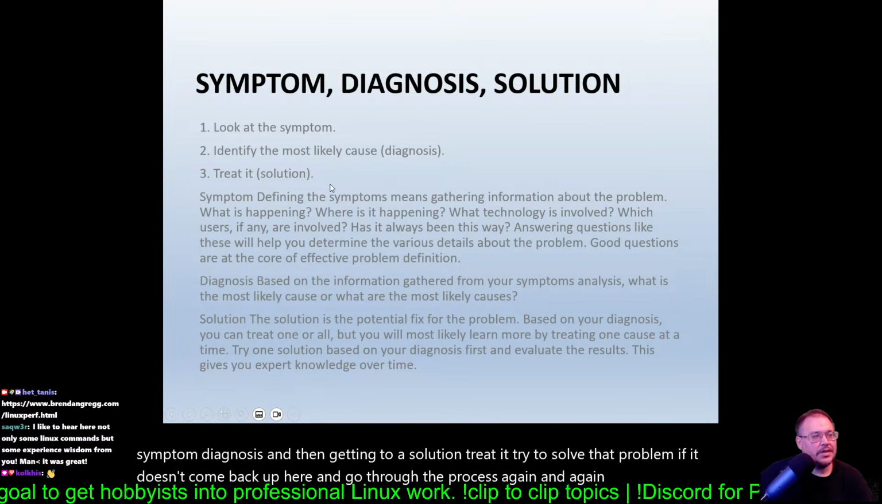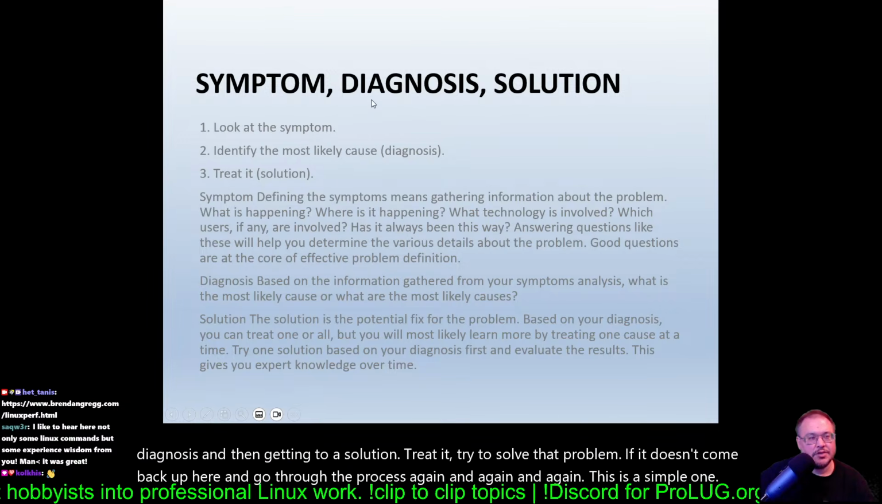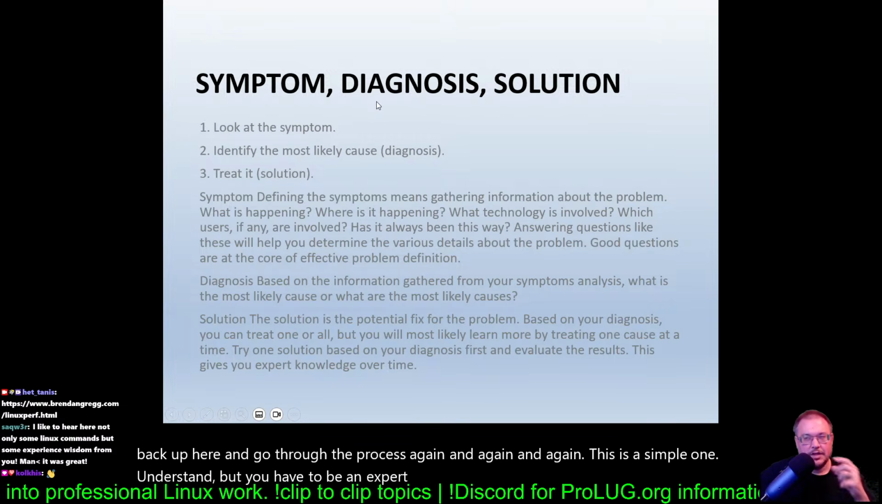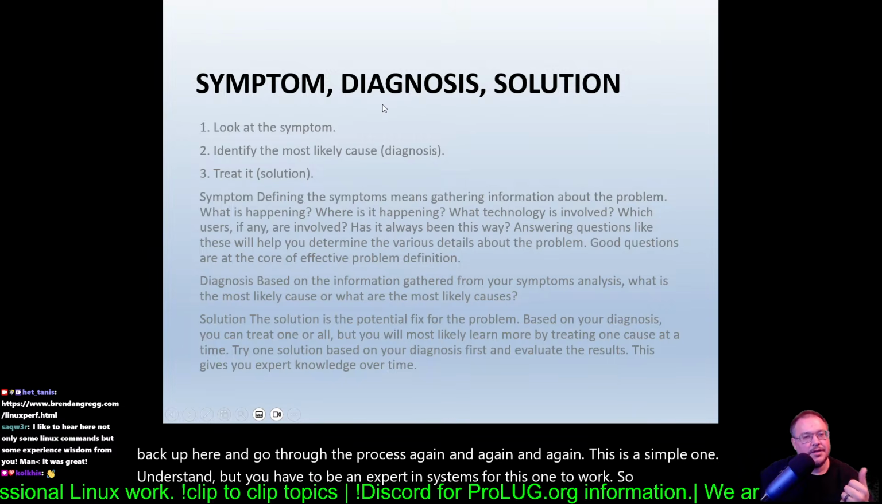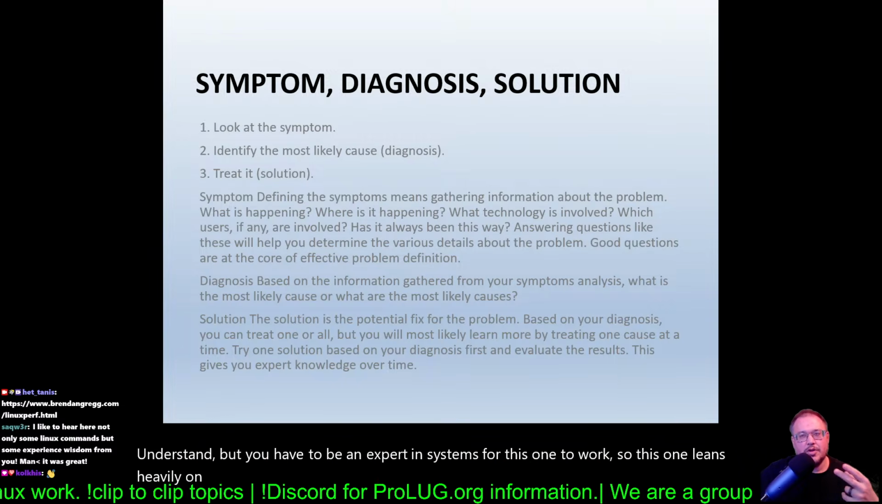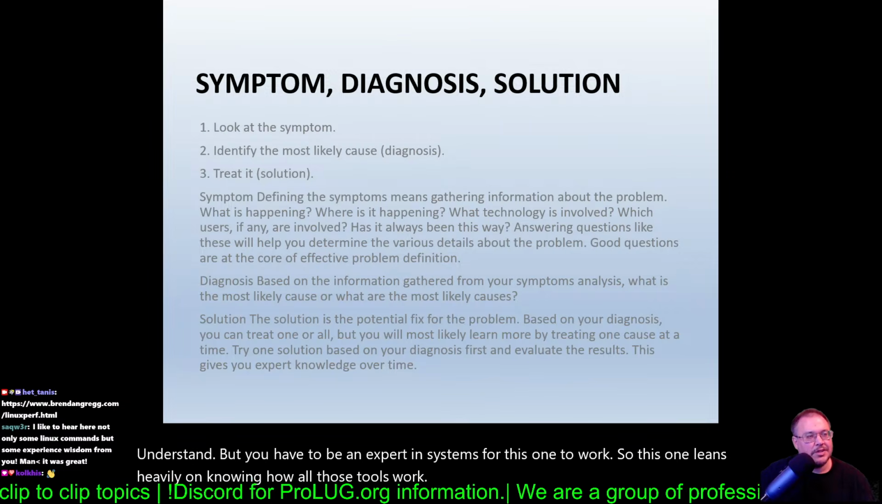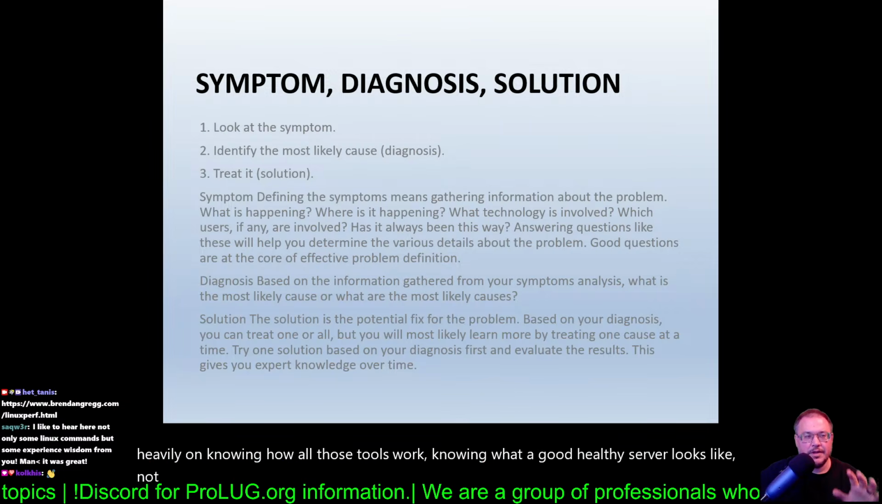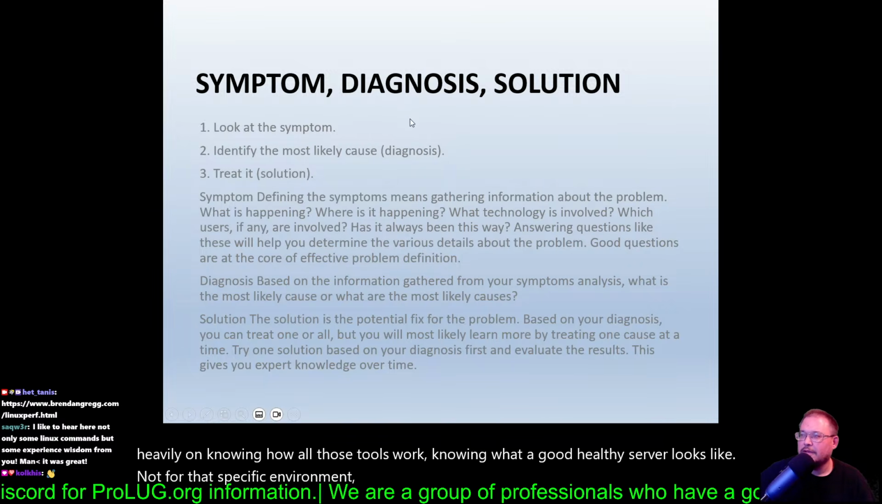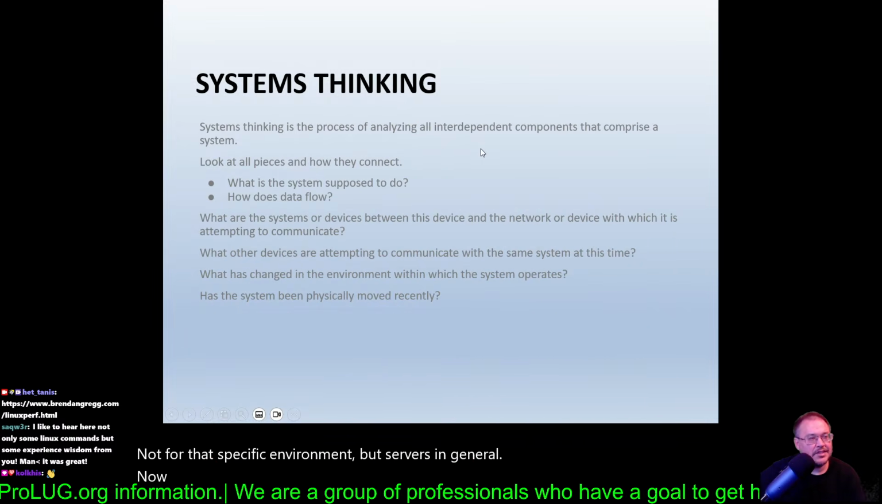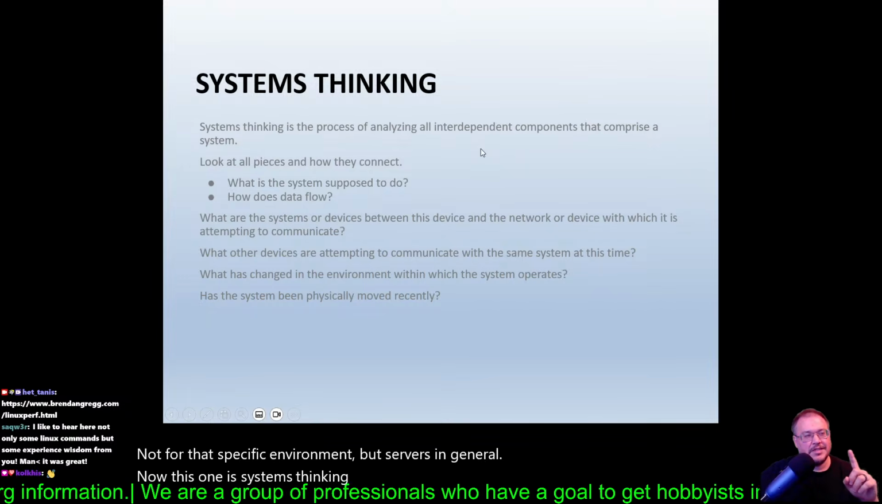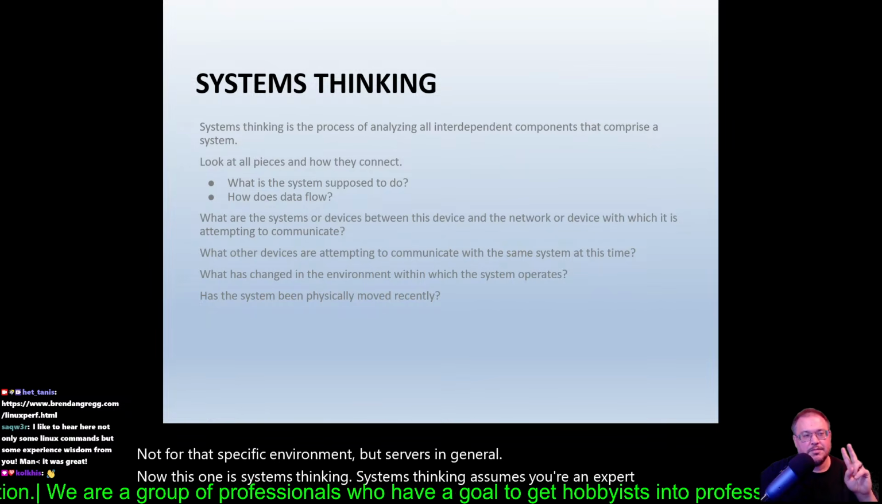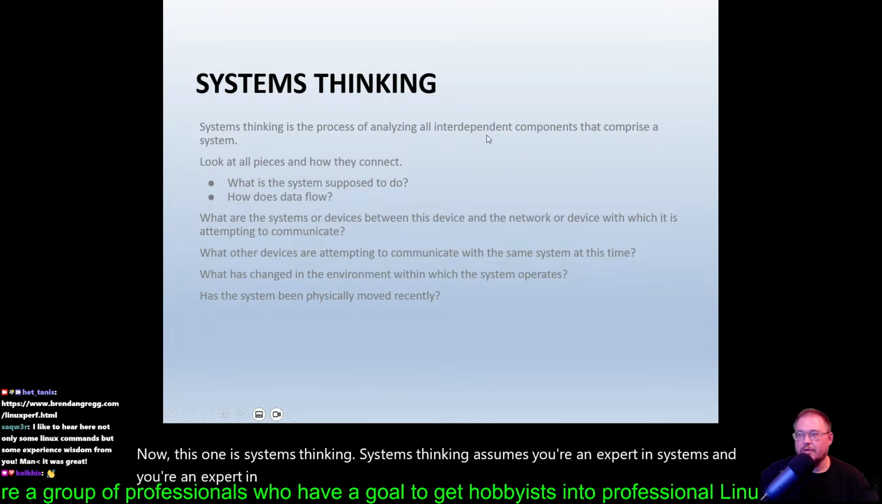This is a simple one to understand, but you have to be an expert in systems for this one to work. So this one leans heavily on knowing how all those tools work, knowing what a good healthy server looks like, not for that specific environment, but servers in general. Now, this one is systems thinking. Systems thinking assumes you're an expert in systems and you're an expert in this particular system. So you need to know those two things.